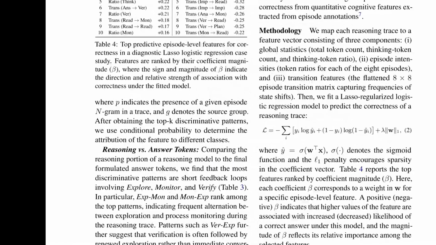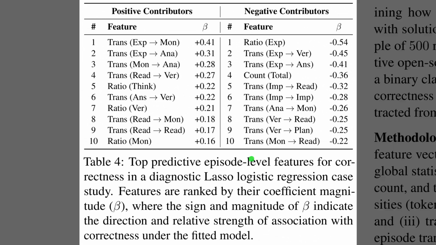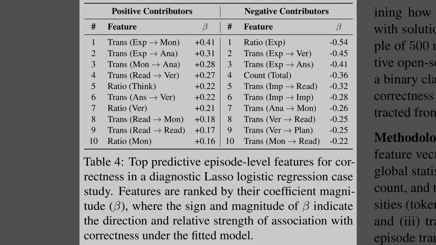Table 4 shows which episode behaviors most reliably separate correct from incorrect solutions, using a sparse model called lasso logistic regression, which keeps only the strongest signals. The left half lists positive contributors, where explore to monitor and explore to analyze stand out, so successful traces turn uncertainty into self-checking and renewed understanding. The right half lists negative contributors, where a high explore ratio is the strongest risk signal. The table also flags disruptive loops like monitor to read as harmful, because they look like backtracking without progress.